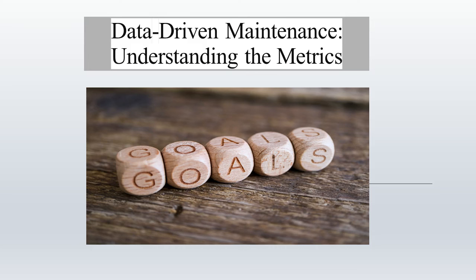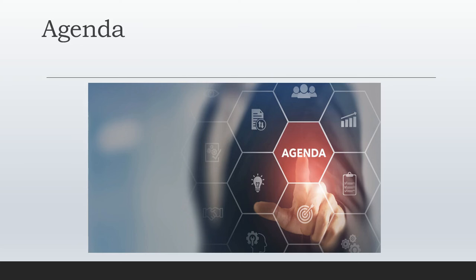Our goal is to understand the metrics that drive effective maintenance strategies. By setting clear goals, we can ensure your maintenance efforts are both efficient and effective. Let's take a look at our agenda for today. We'll cover key maintenance metrics, how to track them, and the impact they have on our operations. After this course, you will be able to identify the key metrics that make sense for your department. Feel free to pause, go back, and resume as needed.